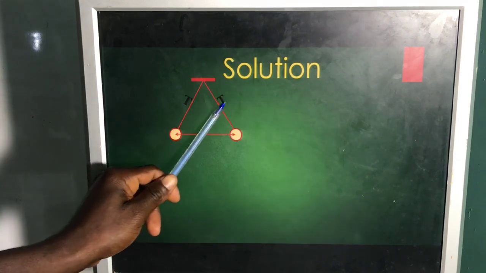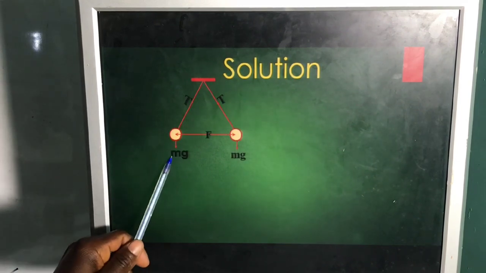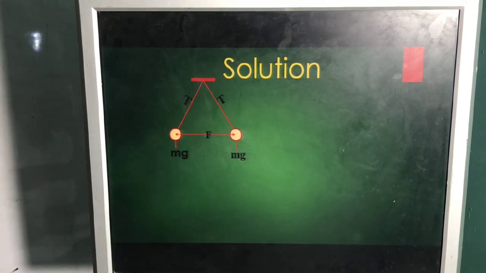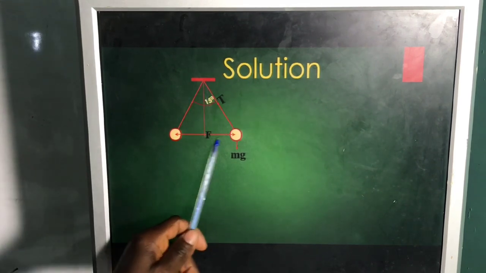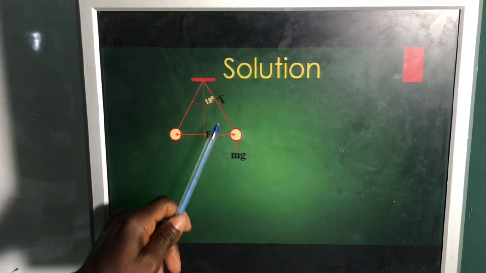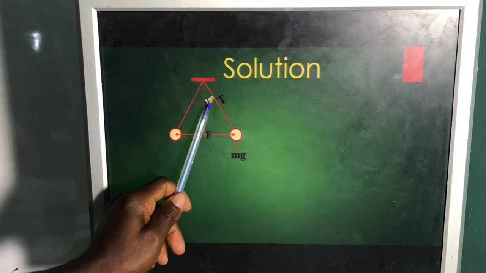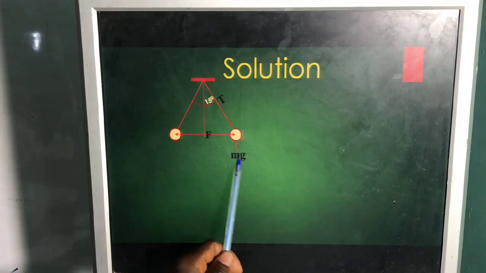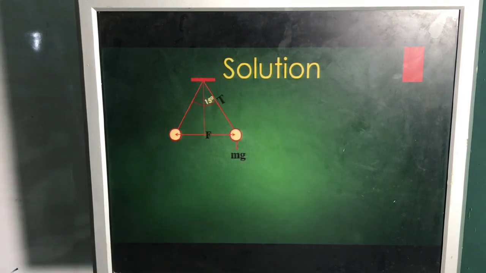The tensions in the string are provided by the weight of the spheres and the repulsive force between them. So we are going to use the concept of vectors to solve this question. So we need a right angle triangle. Let us consider one half of this big triangle. Because the angle is 30 degrees, half of it will give us 15. Now the tension is provided by this mg and the force of repulsion between the two of them.